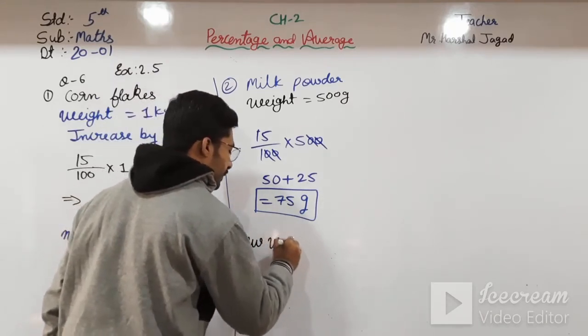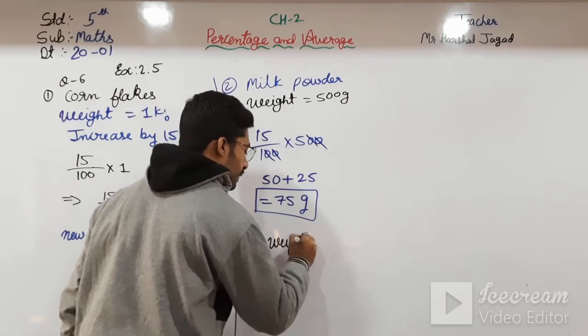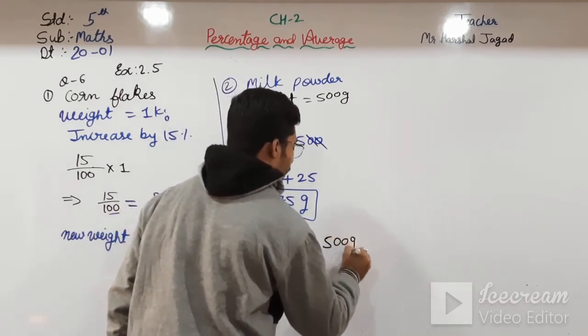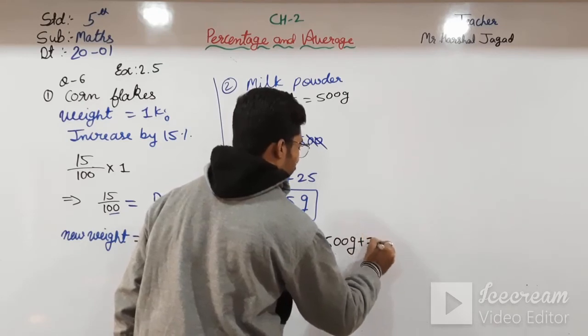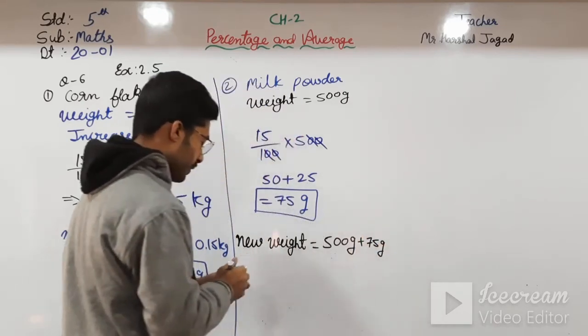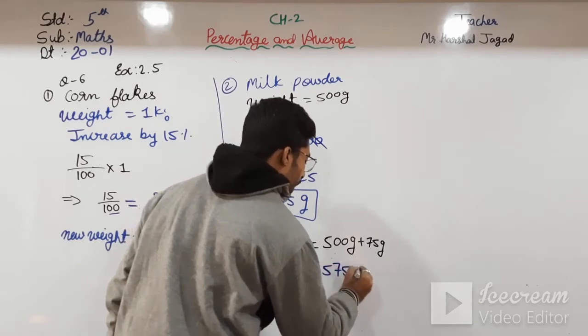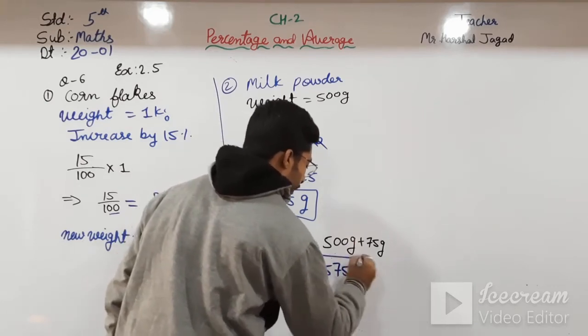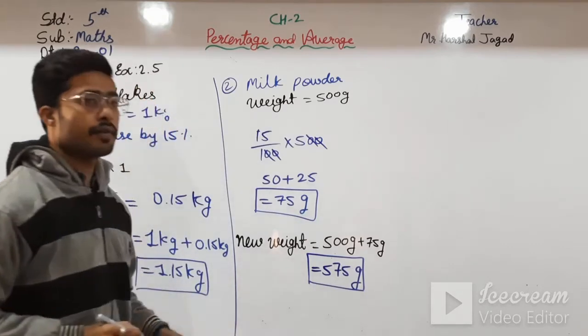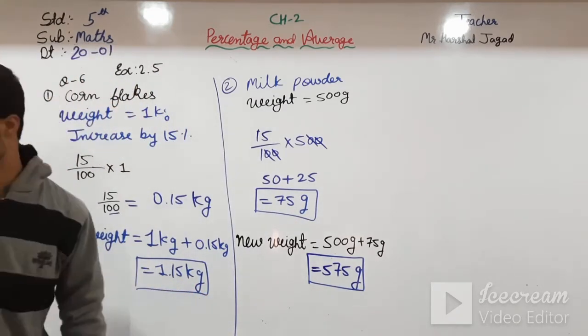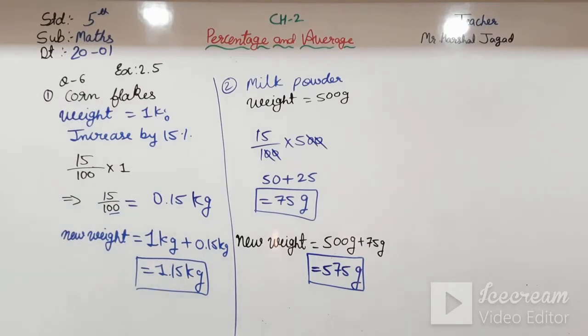New weight, that is 500 gram plus 75 gram. So our answer is 575 gram. Okay, our answer is 575 gram. Please note down. And the third one is potato.